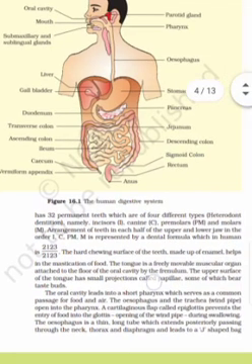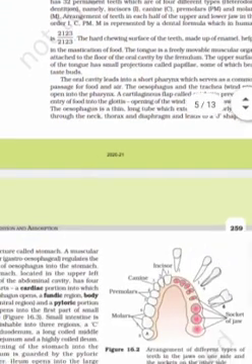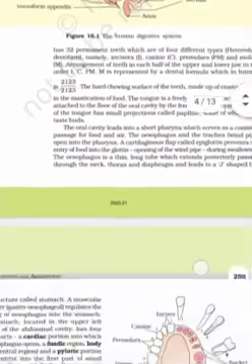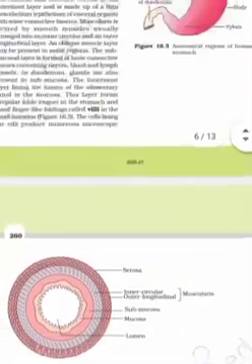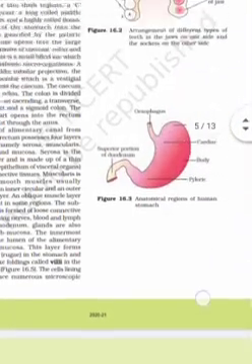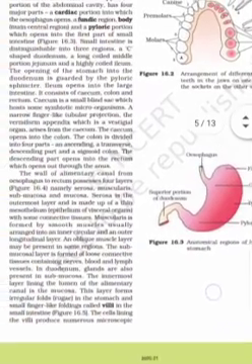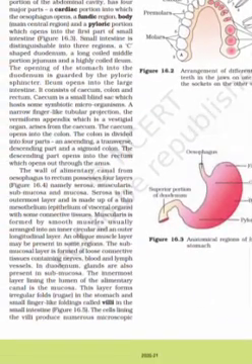Liver is the largest gland of the body. It weighs about 1.2 to 1.5 kg. I'm showing you the diagram so that you can easily read. Hepatic lobules are the structural and functional unit of the liver. Bile is secreted from hepatic cells and moved to the gallbladder.